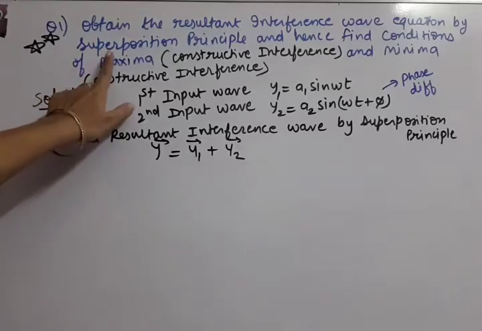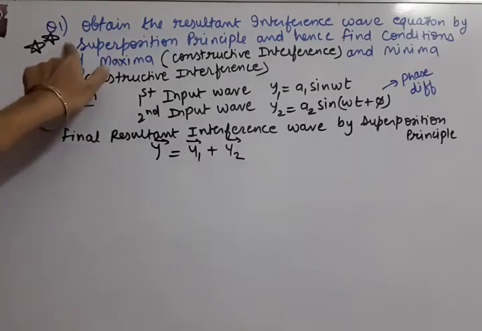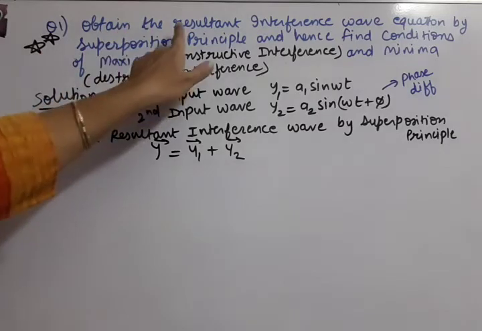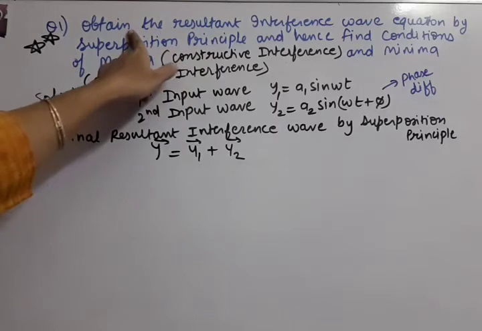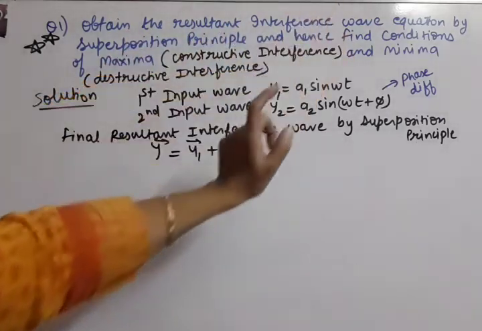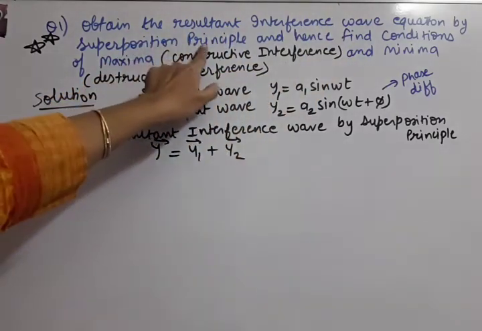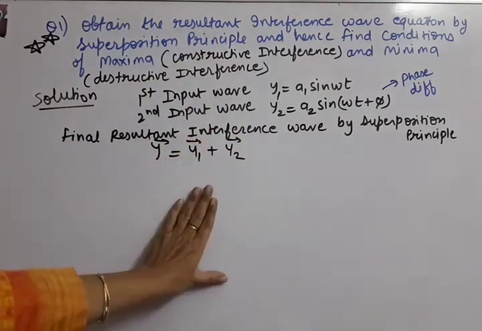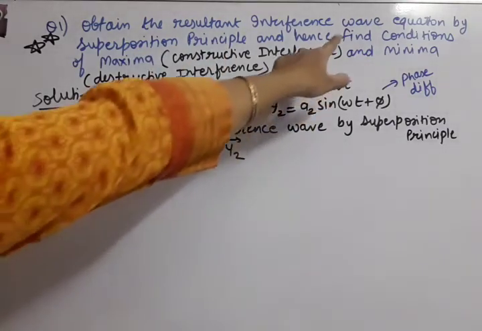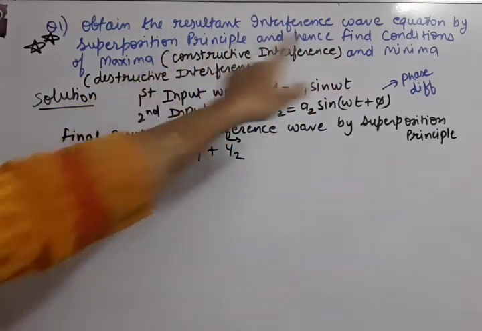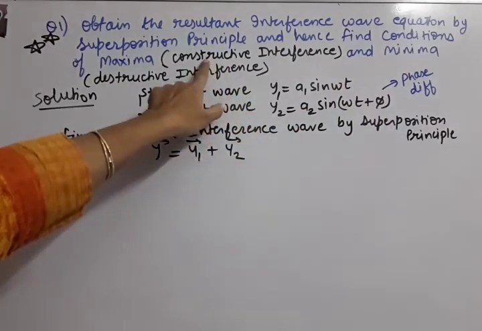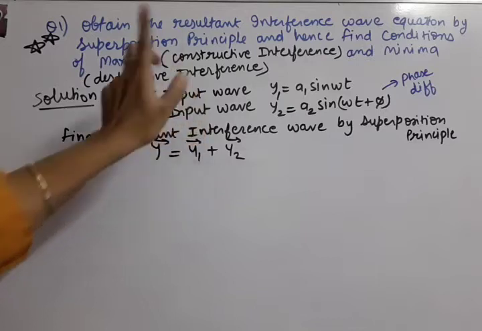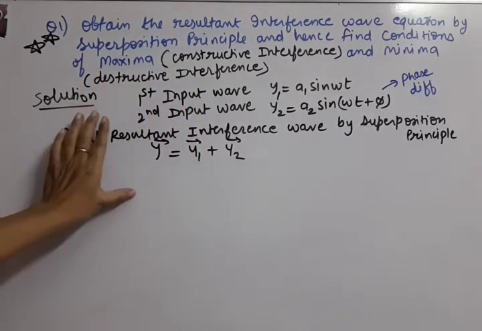Okay, now we are coming to one very important major question. It can be asked for 5 marks or 3 marks in the board paper, that we have to obtain or derive the resultant interference wave equation by the superposition principle. So the first part is the derivation of the final equation, and the second part is to find the conditions of maxima and minima. Maxima means constructive interference and minima means destructive interference. Okay, now let us start the solution.